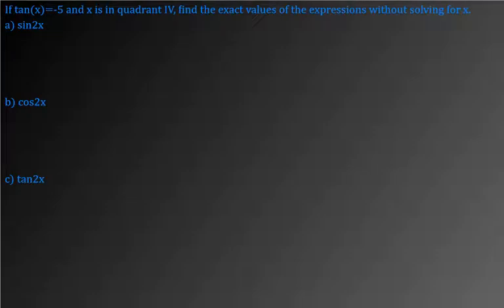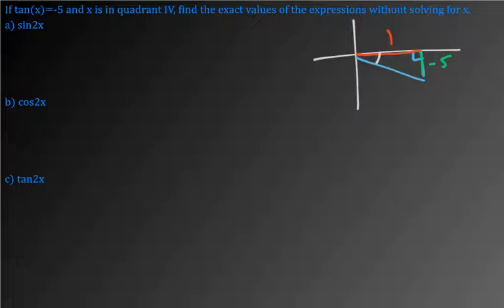This first one says, if tangent of x is -5 and x is in the fourth quadrant, find the exact values of the expression without solving for x. So you've got basically a triangle down here. It's in the fourth quadrant, and tangent is just -5. So this distance down is -5, and this distance over is just 1, because that's how we take the tangent of that angle.